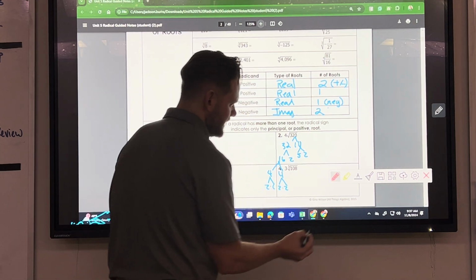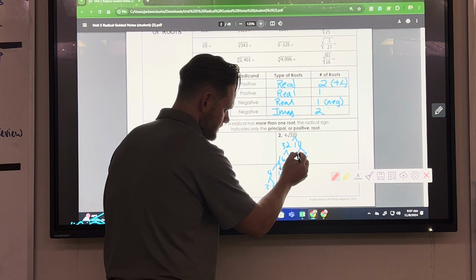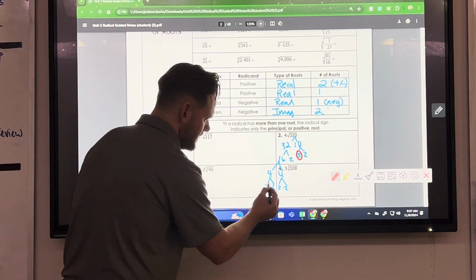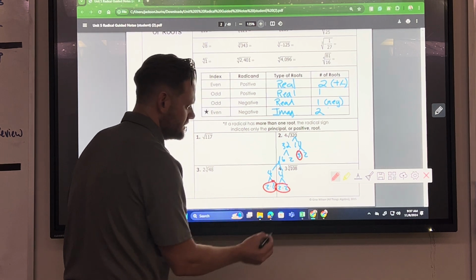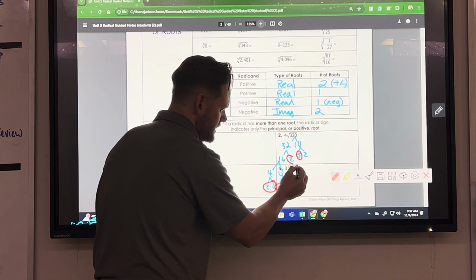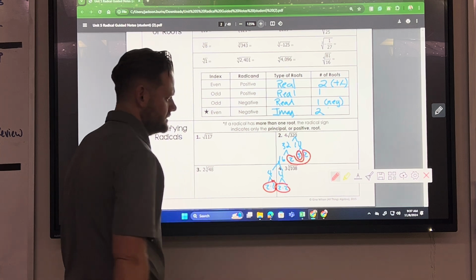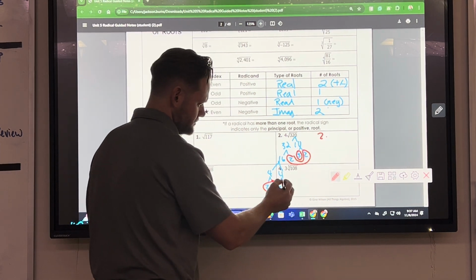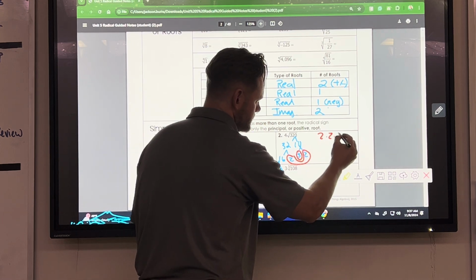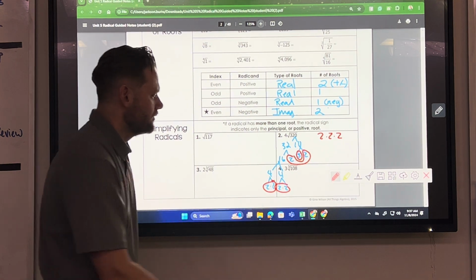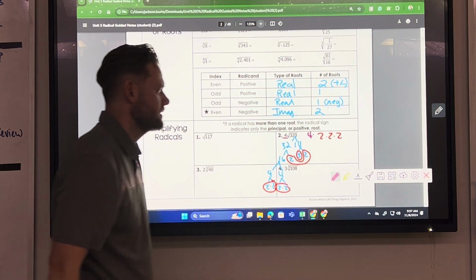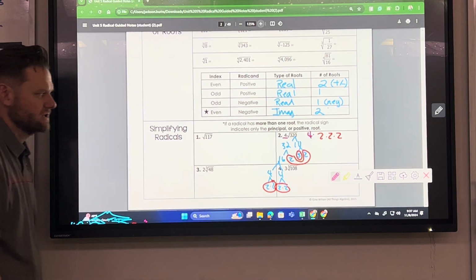So what I'm left with over here, I have this 5 that's all by himself. I have a pair of 2's here, a pair of 2's here, and a pair of 2's right here. So all of those are going to go outside the radical. So 2 times 2 times 2. Don't forget, I also have to multiply by my coefficient I have out front, which is a 4.